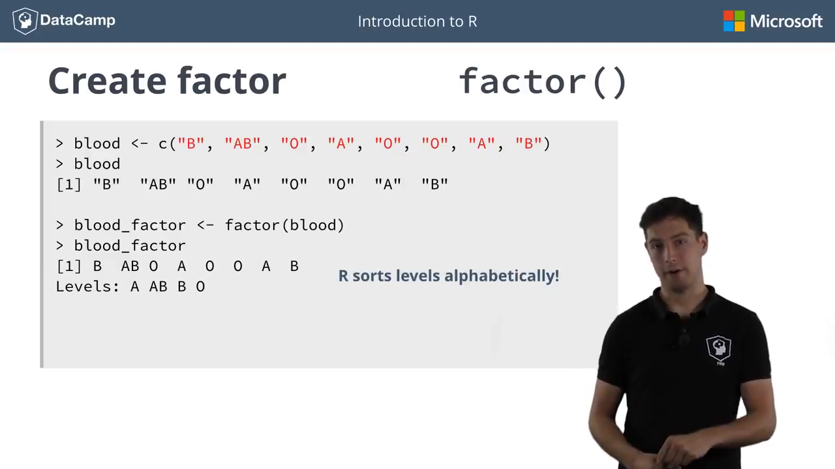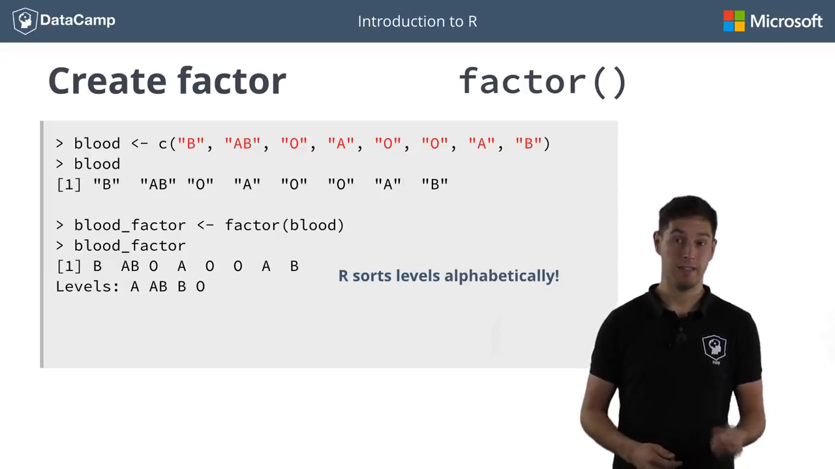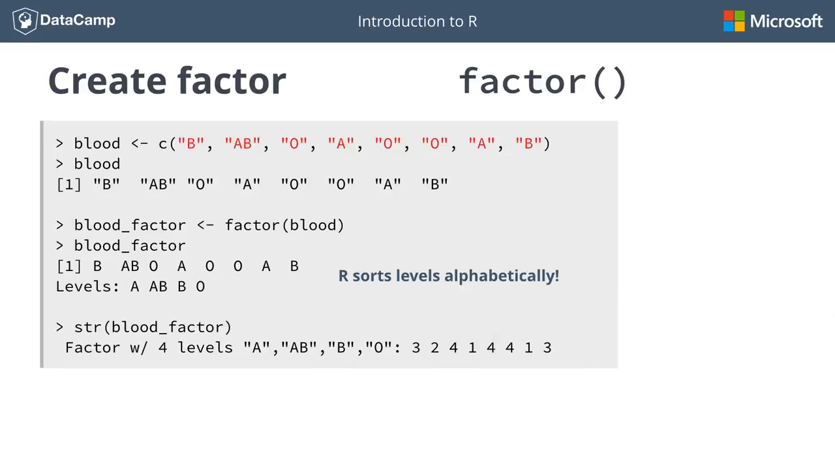Next, it converts the character vector, blood in this example, to a vector of integer values. These integers correspond to a set of character values to use when the factor is displayed. Inspecting the structure reveals this. We're dealing with a factor of 4 levels. The A's are encoded as 1 because it's the first level, AB is encoded as 2, B as 3, and O as 4. But why this conversion?